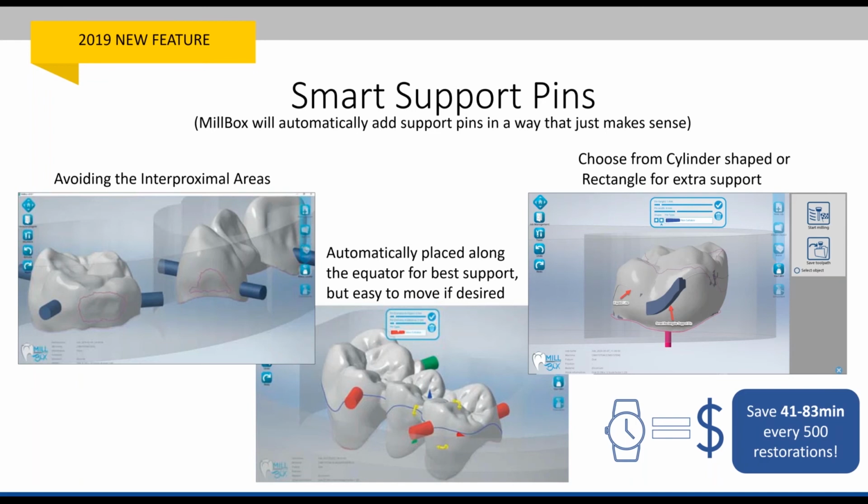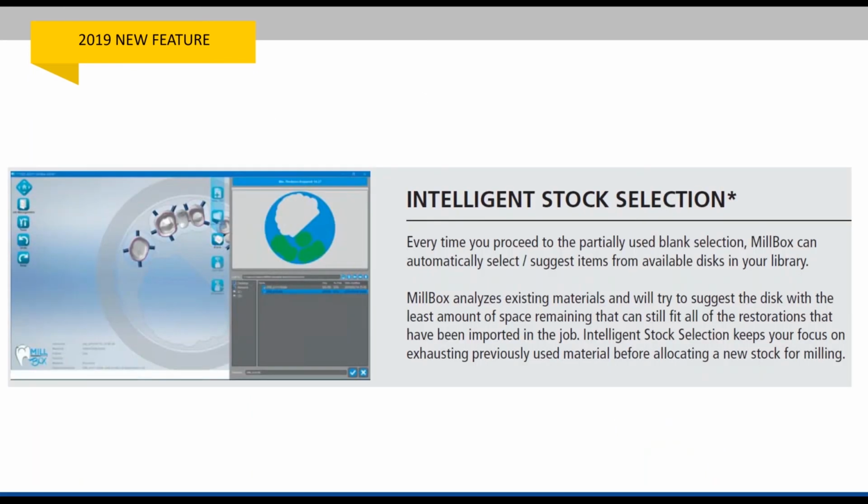quicker for you. All right, let me show you intelligent stock selection. It's easier, really, and better to show you. So let me go back to Millbox. This is another feature that I want to tell you about that you're really missing out on if you have older versions of Millbox or Sum 3D. So let me go back to my Millbox screen.